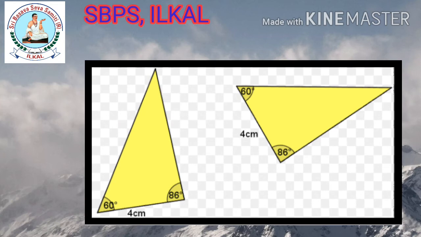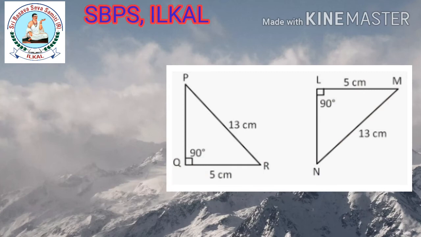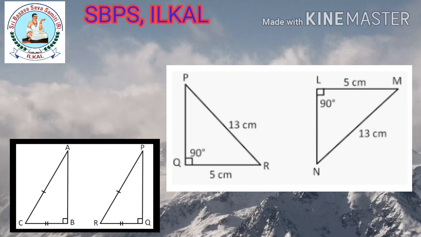Observe the next example. Here two angles are equal in both the triangles and the included side is also equal. So we can consider the angle, side, angle criterion, that is ASA. According to the ASA congruence criterion, the given two triangles are congruent. Here in the given triangles, we can observe one right angle, the hypotenuse is equal and another side is also equal. So by considering the RHS congruence criterion, the given triangles are congruent. That is the right angle, hypotenuse, side congruence criterion.